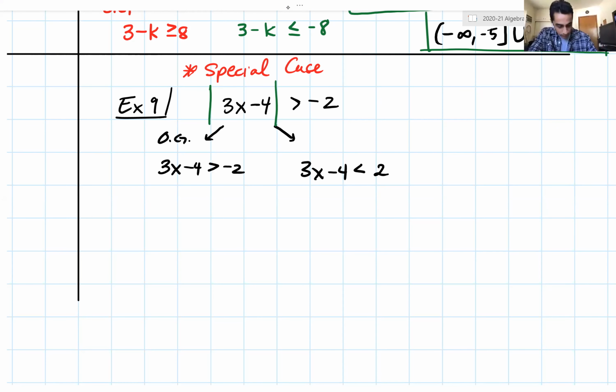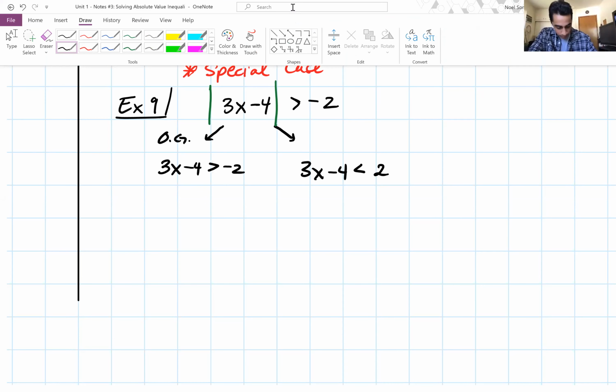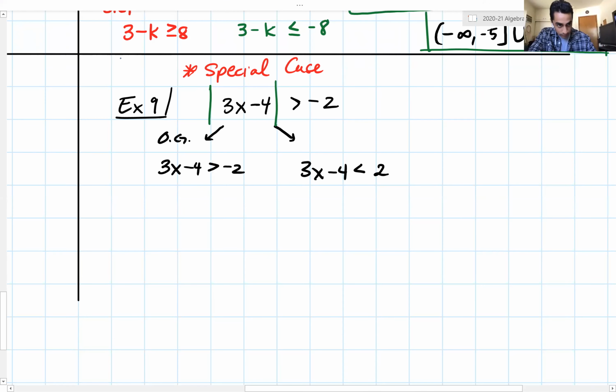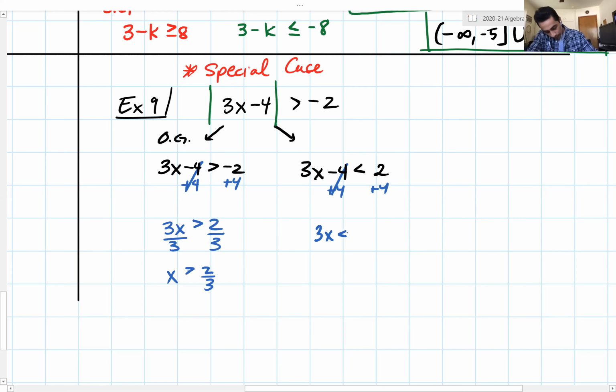All right, so now, if we're working through this, let's add 4. And we're going to get 3x is greater than 2. So if we divide both sides by 3, we have x is greater than 2 over 3. All right. Let's try the other one. Add 4. 3x is going to be less than 6. So when you divide by 3, x is going to be less than 2.